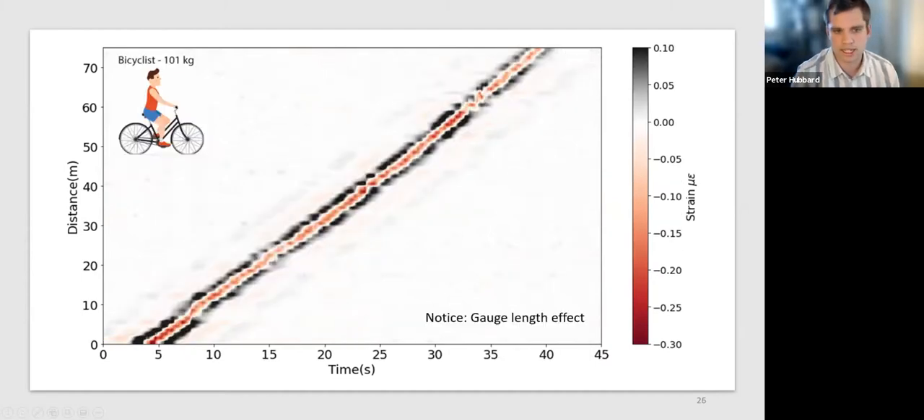Here we have a bicyclist. Now notice the gauge length effect. Our axles are actually closer together than our gauge length is. So the compression from these axles, I feel, is smushed together in this one compression signature. These are only about a meter apart. We're running a 2 meter gauge length on the system.